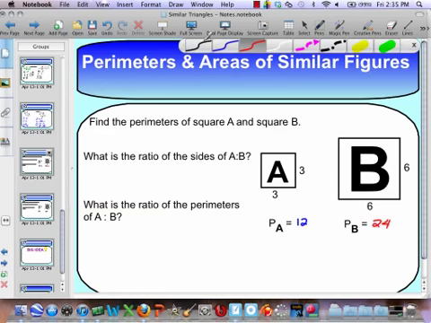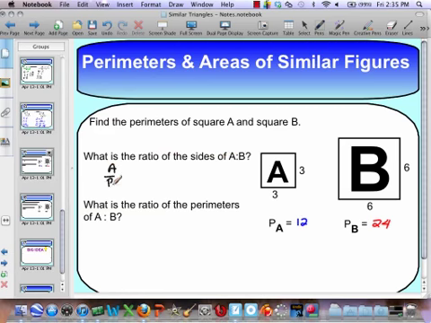Sebastian, what is the ratio of my sides of A to B? 1 to 2. So A over B is equal to what? 1 half. They're 12 over 24. No, that would be the ratio of the perimeters. Ratio of the sides. Oh, 3 to 6. 3 to 6 reduces down to 1 half. Good.